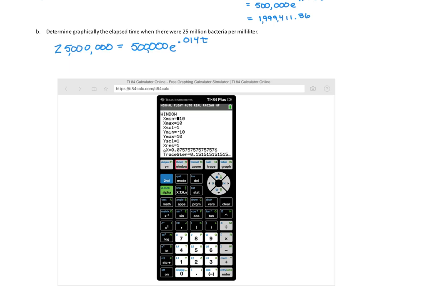I'm going to leave my x's alone for now. But I am going to go ahead and come down here. I'm going to change my y min to 0. And I'm going to change my y max. This is how far up I want to go. I'm going to change it to 40 million.